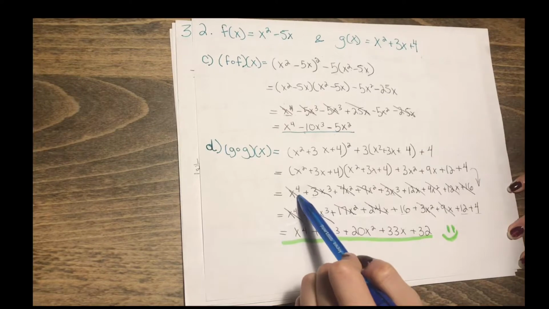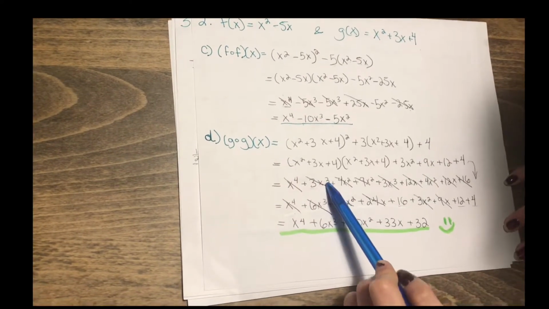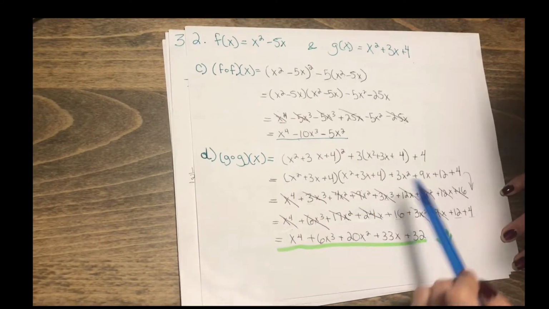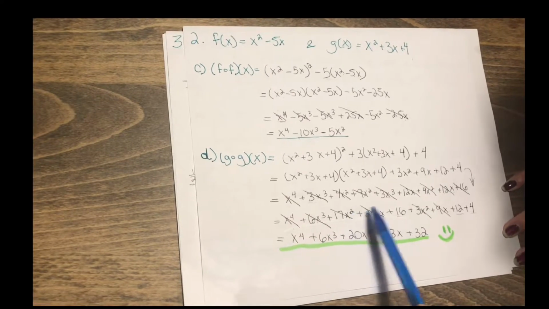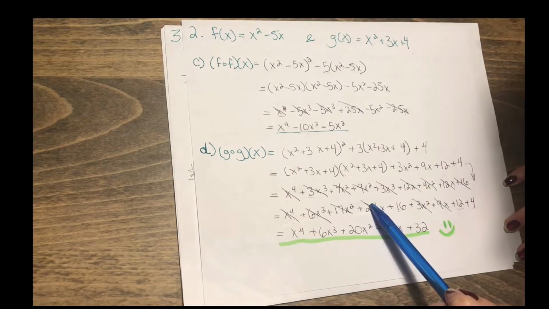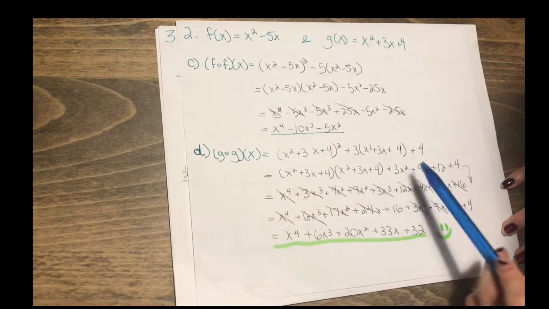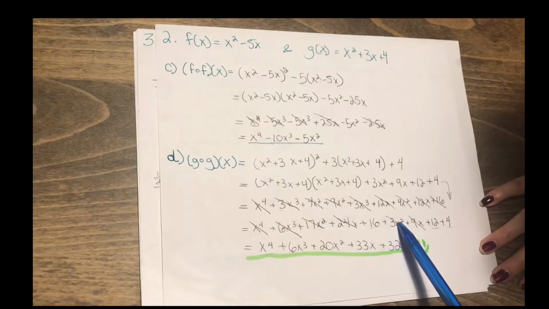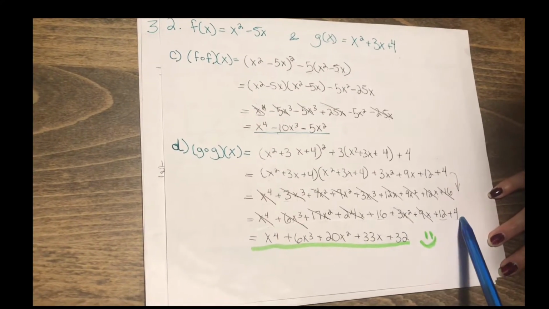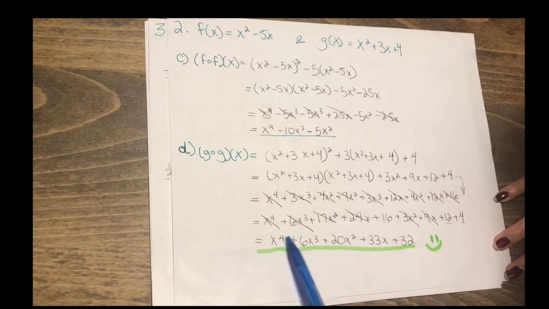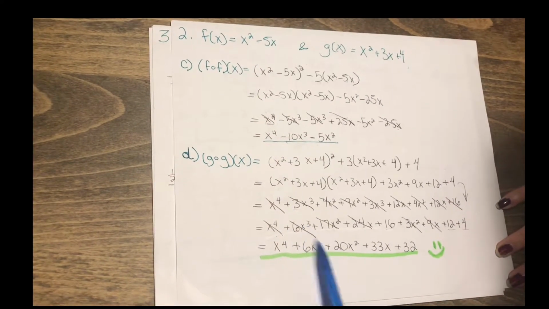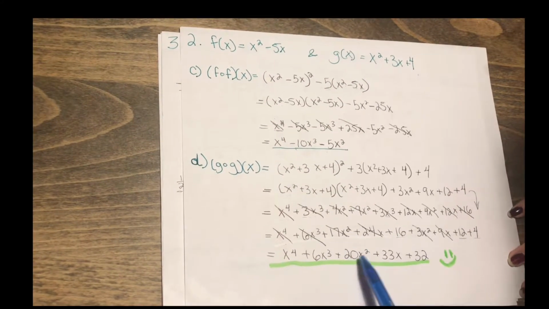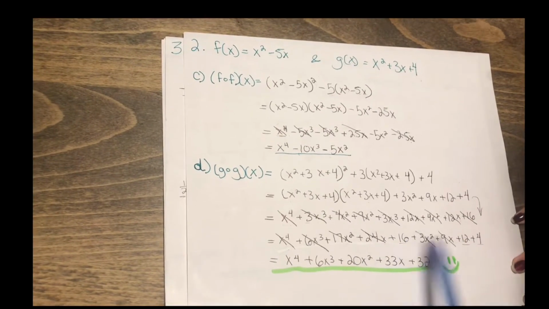So you're going to end up getting x to the 4 plus 6x to the third plus 17x to the second plus 24x plus 16, and then you bring down the top half, and it's going to be plus 3x squared plus 9x plus 9 plus 12 plus 4. And then you're going to combine all of those like terms, and the final answer is going to be x to the fourth plus 6x to the third plus 24x to the second plus 33x plus 32. And that's going to be the final answer for D.